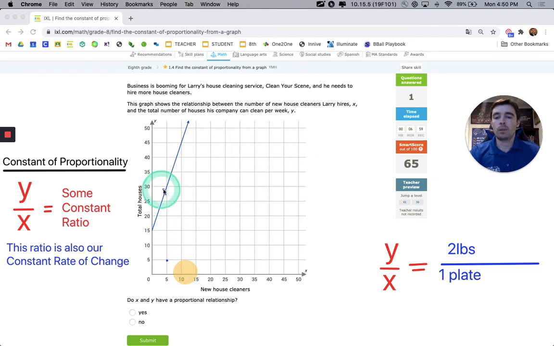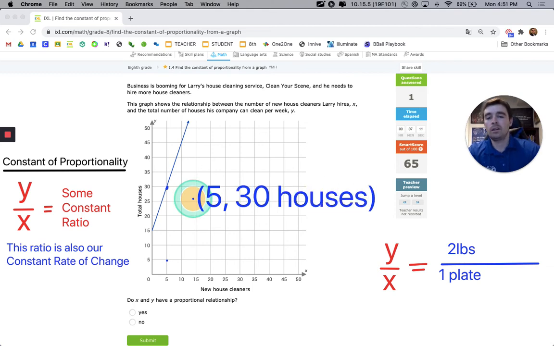Our first data point that we could pick out probably lies right here. We could go with the data point 5 house cleaners for 30 total houses that are added. So that would be 5 and 30 houses. And if we pick another data point later on, maybe we choose this one right here that lines up with 10 and 45. We'll switch colors for that, put that into green. So this one here is 10 and 45.